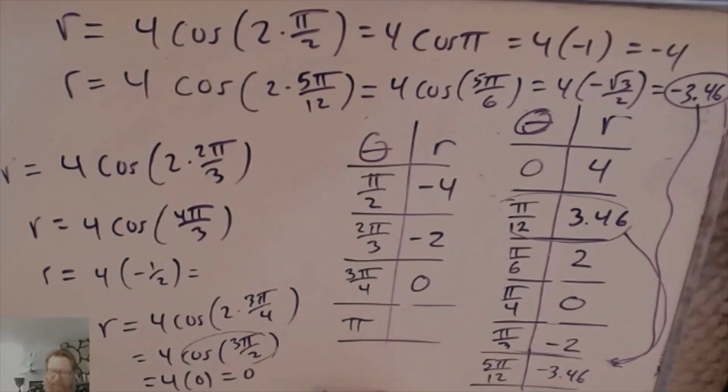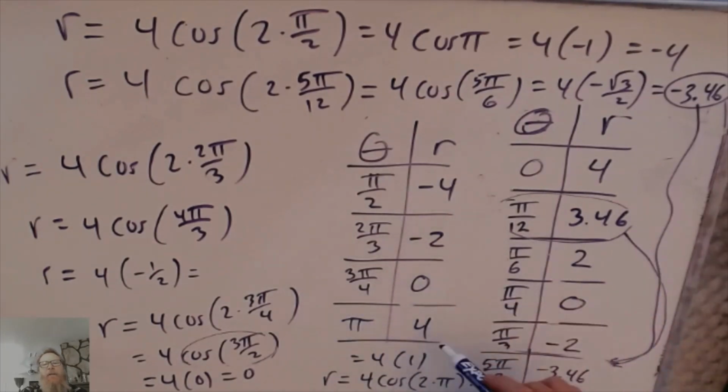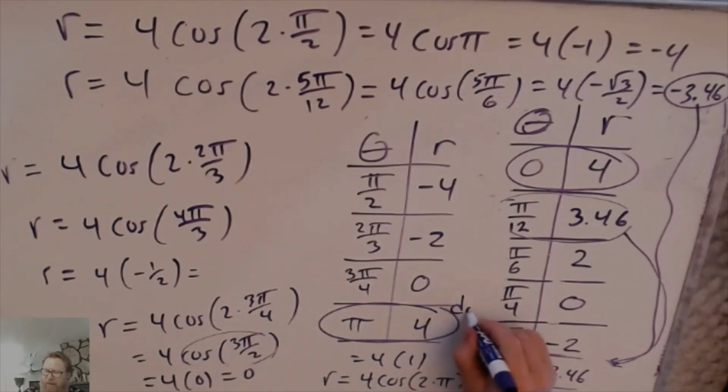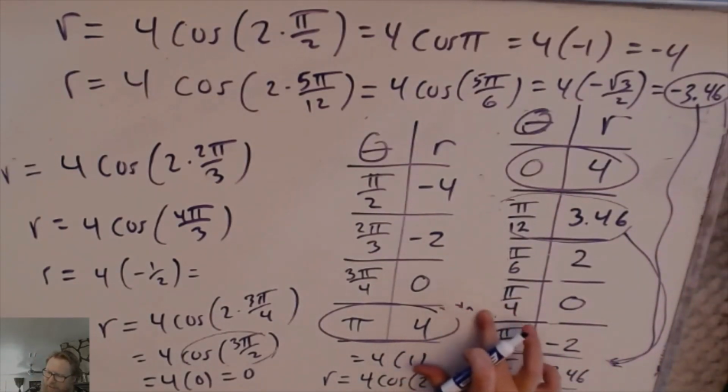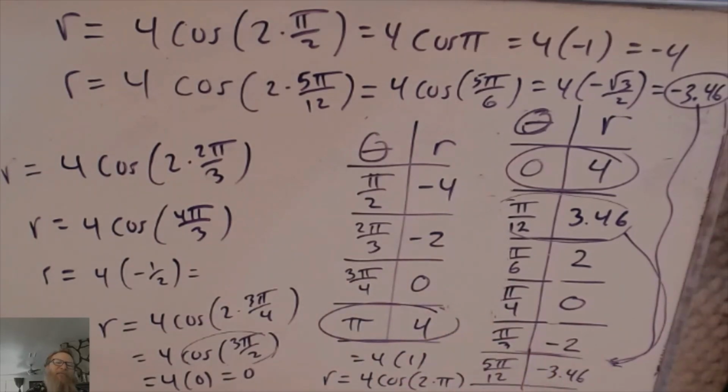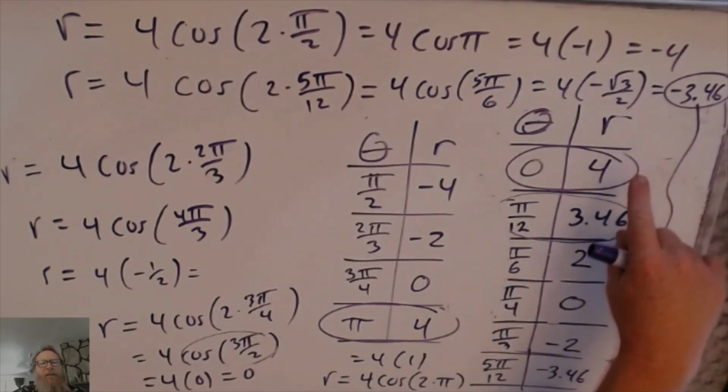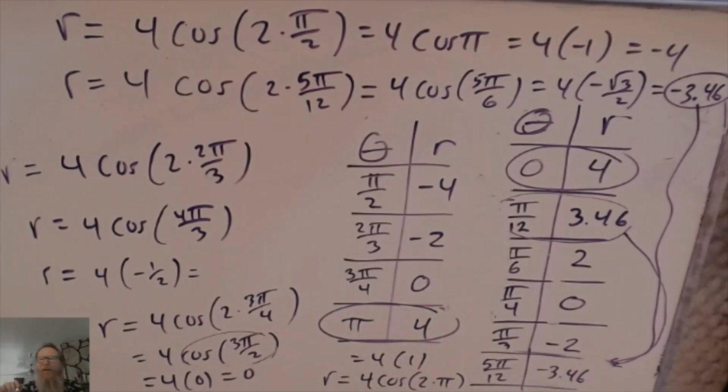And finally, at pi, we have r equals 4 cosine 2 times pi. So that's 4 times 1, so that one's back to 4 again. I always want to make sure I'm back where I started, and then I can say that I'm done. If you don't end up back where you started, then something went wrong. Well, maybe I shouldn't say done yet, but I think I'm actually half done. But at least I'm back where I started. All right. Well, we'll see how the graph turns out. That's the fun part.